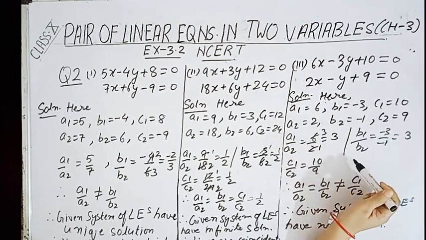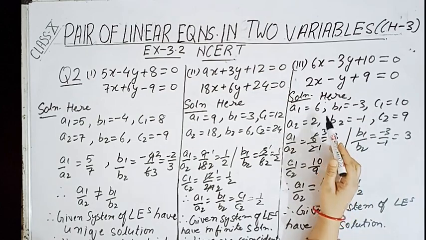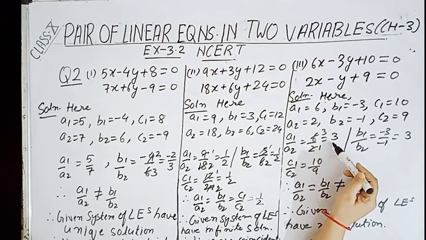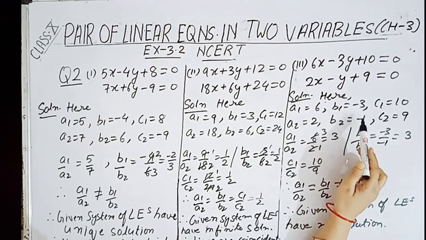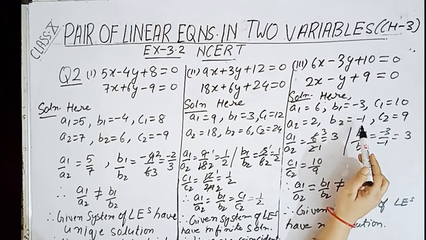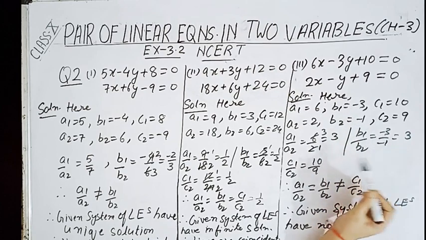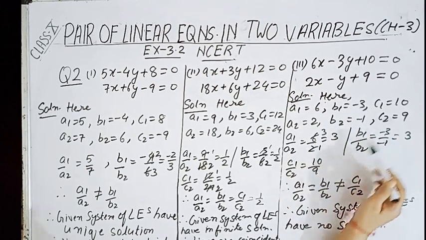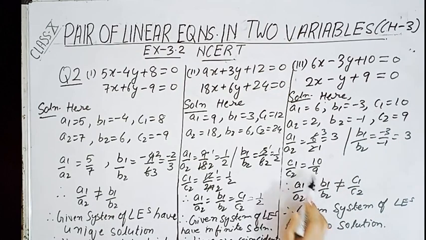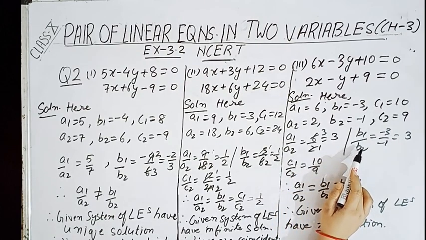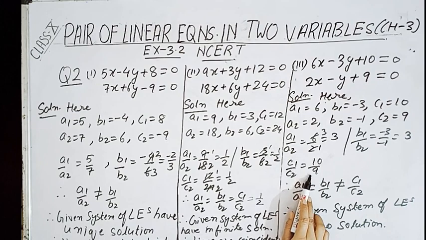Now we will find the values of the ratios. So a1 by a2 equals to 6 by 2 equals to 3. b1 by b2 equals to minus 3 by minus 1 equals to 3, and c1 by c2 equals to 10 by 9. Thus we find that a1 by a2 equals to b1 by b2, but it is not equals to c1 by c2. Therefore, the given system of linear equations has no solution. Therefore, we can write lines are parallel.